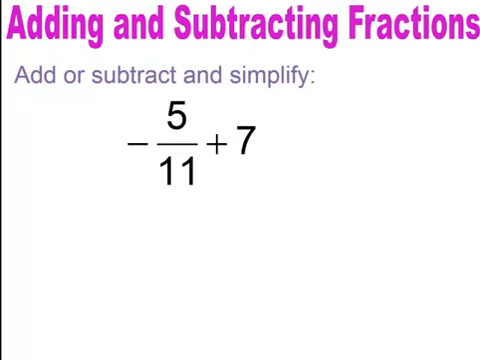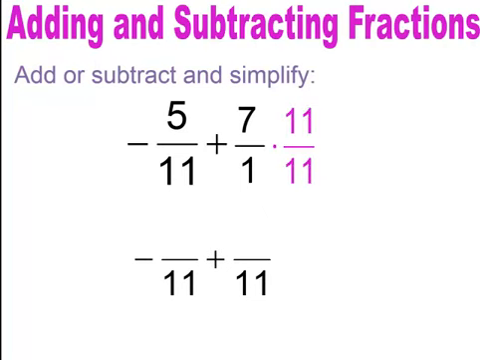Pause and try. So in this case, I'm putting that 7 over 1. I need to get a common denominator of 11. I multiply 7 over 1 by 11 over 11. So I convert the fraction to 77 over 11. Notice here I have different signs. Different signs mean I have to subtract and keep the sign of the higher number. So in this case, I end up with a positive 72 over 11.